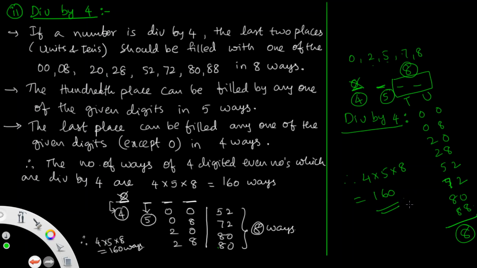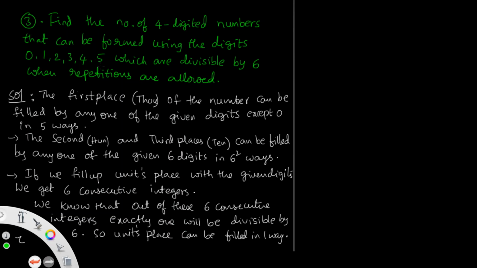Numbers you can get. That is question number 2. And then go to question number 3. Find the number of 4-digit numbers that can be formed using the digits 0, 1, 2, 3, 4, 5 which are divisible by 6 when repetitions are allowed.